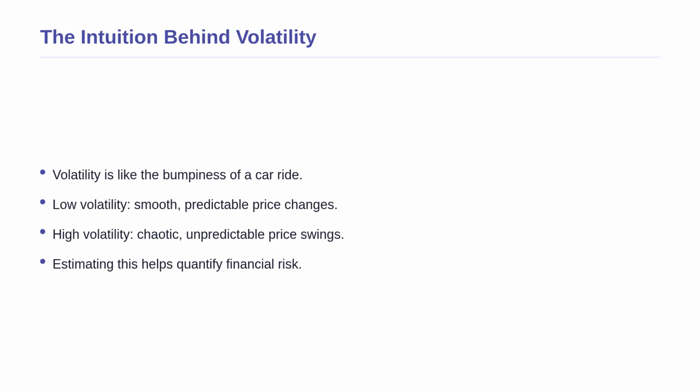Imagine you are a passenger in a car. If the driver stays on a smooth, straight highway, your ride is calm and predictable. But if they suddenly swerve and accelerate on a bumpy dirt road, the ride becomes chaotic. In financial markets, volatility is exactly like the bumpiness of that car ride. It measures how wildly the price of an asset swings up and down over time. Estimating this bumpiness is crucial because it tells us exactly how much risk we are taking.